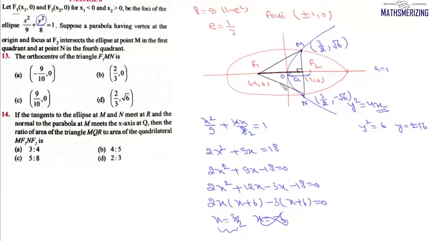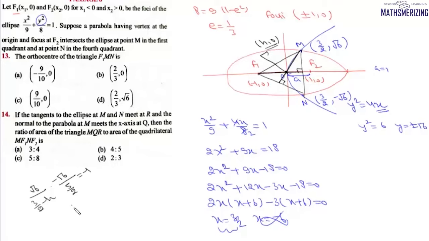Now we'll draw another altitude, say from this point M. Orthocenter of this triangle will lie at intersection of these two altitudes. So let this point be h, 0. We know that product of slope of altitude and the opposite side is minus 1. So we'll find slope of OM. So slope of OM will be under root 6 upon 3 by 2 minus h, and then slope of F1N, which will be minus under root 6 upon 3 by 2 plus 1. So that should be 5 by 2 and this value is equal to minus 1.